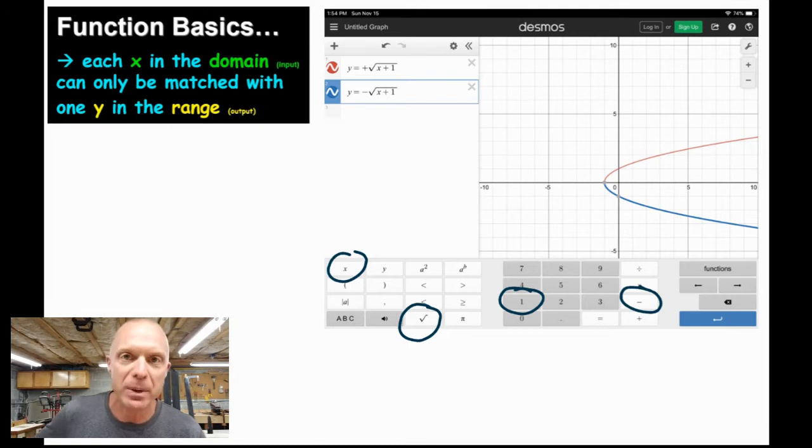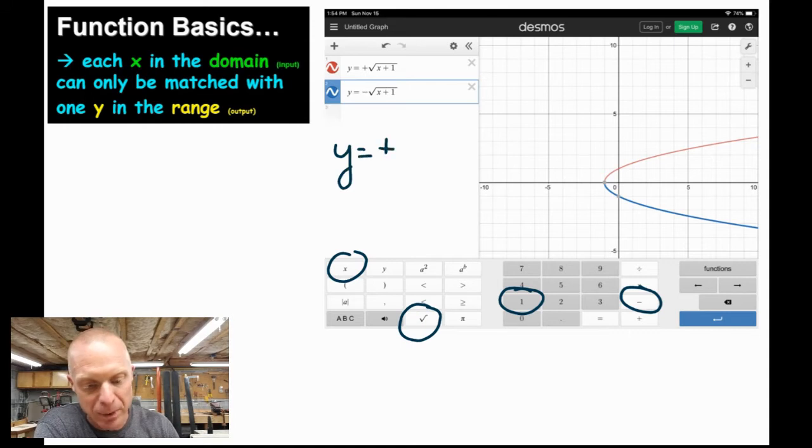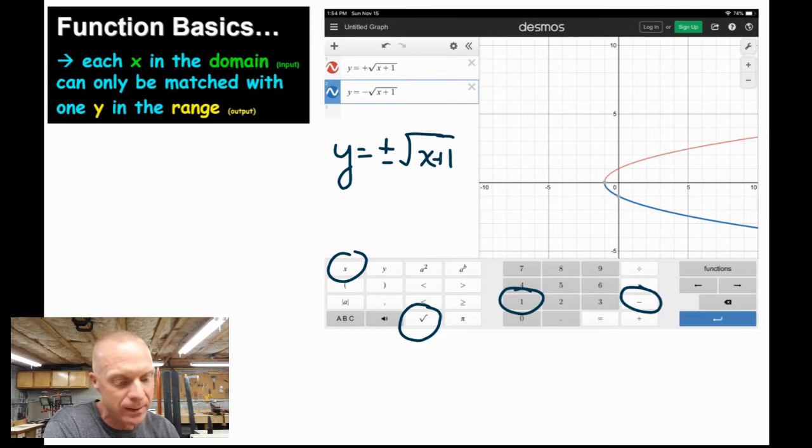So I'm typing in two equations, and when I type in those two equations, ultimately that graphs for me my plus or minus square root, and I end up getting an equation over here that's not a function. In fact, you can see that when x equaled 0, as it did on our previous example, we have two y values. We have a y value of 1 and -1.